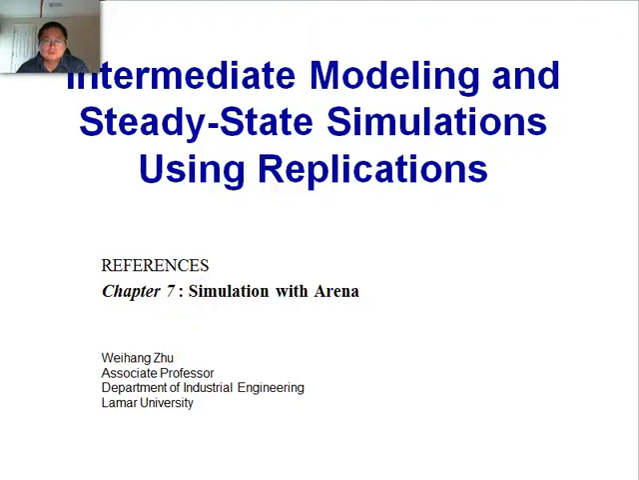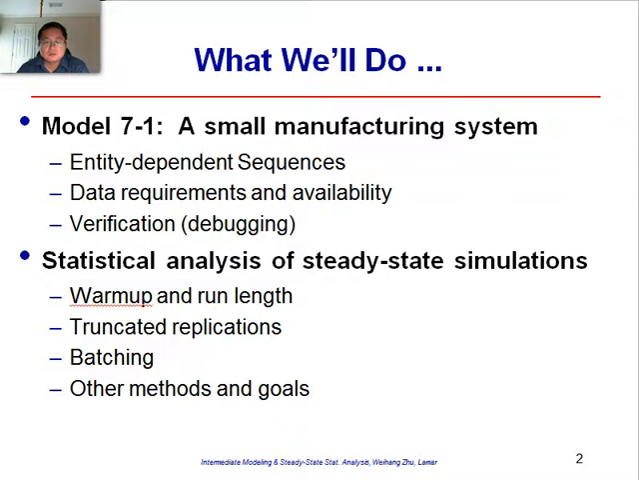In Chapter 7, we would like to introduce another useful example model in a steady-state simulation. Model 7-1 is a small manufacturing system. We are going to introduce a base model in this chapter and improve it in Chapter 8. We are also going to conduct statistical analysis of steady-state simulations with this model.